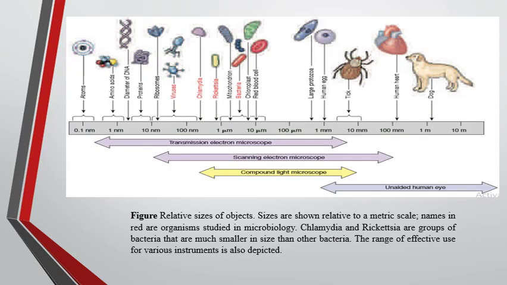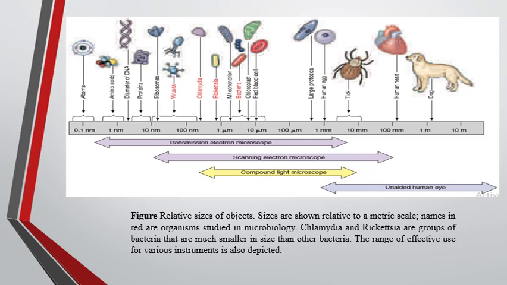So here in this figure, we observe the relative size of objects, and these sizes are shown relative to the metric scale. Named in red are organisms that are studied in microbiology, and among these, viruses are much smaller in size than bacteria. The range of effective use of various instruments is also depicted in this figure.